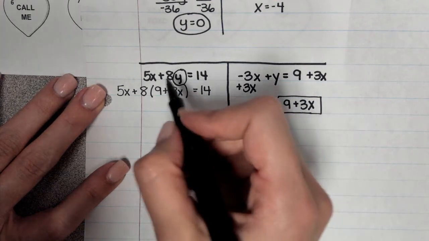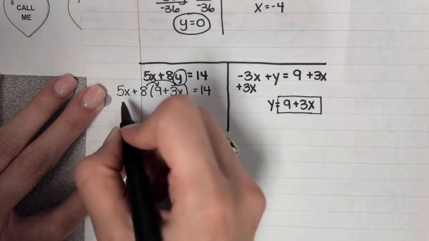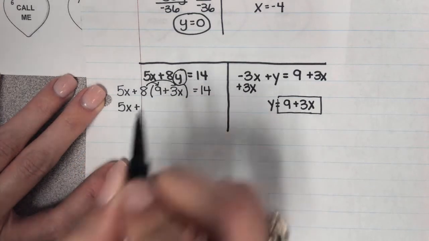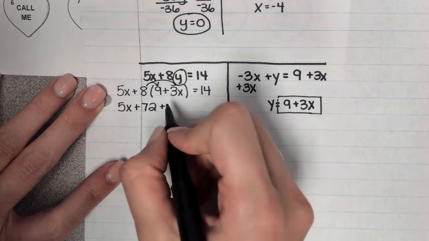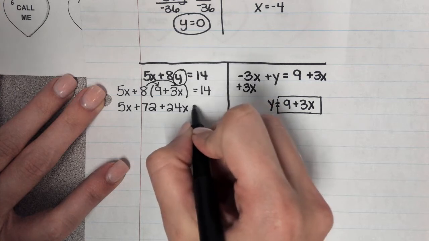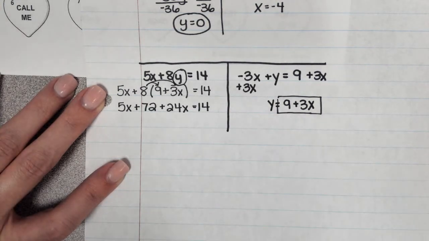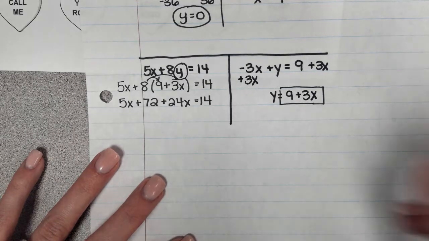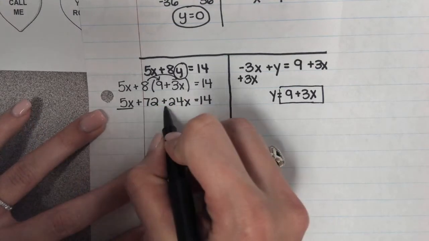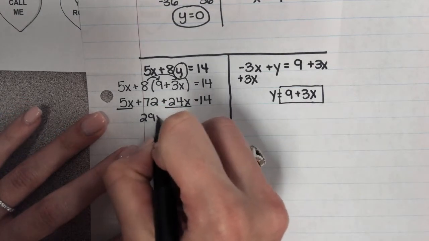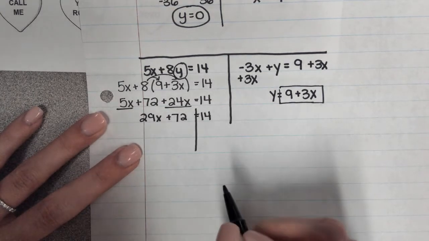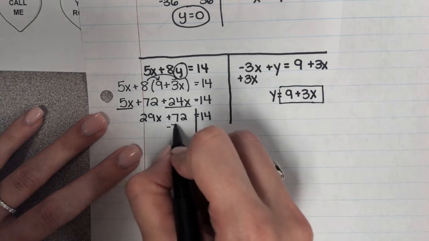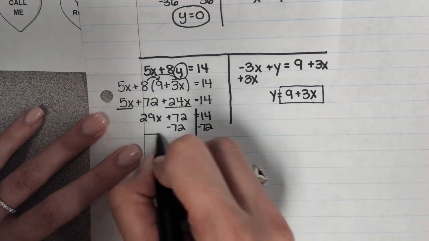Okay, back to just our normal solving steps. You distribute. So we get 5x plus 8 times 9 is 72, plus 8 times 3 is 24x, equals 14. You can combine your like terms. Sorry about that. So you can combine your like terms, this 5x and this 24x, to get 29x plus 72 equals 14. And then we want to get this x by itself. So to get rid of a plus 72, you subtract 72, subtract 72.